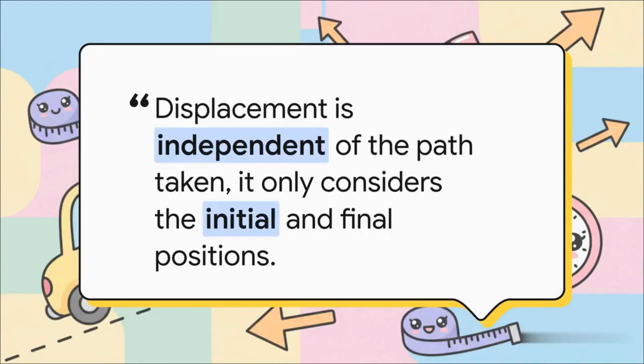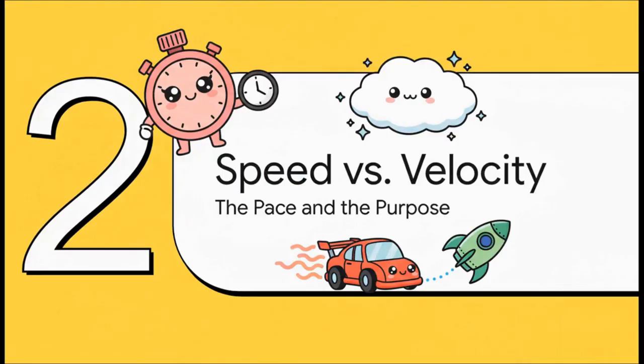So let's go back and solve our track problem. The runner's distance? Yep, 400 meters. But because they ended up exactly where they started, their displacement is a big fat 0. Okay, so we've nailed down where an object moves. Now let's start talking about how fast it gets there.